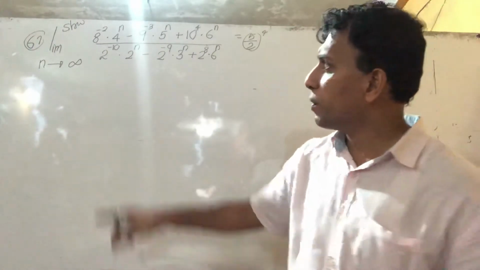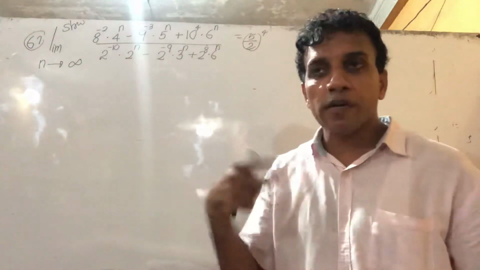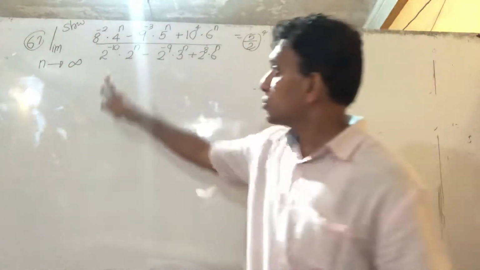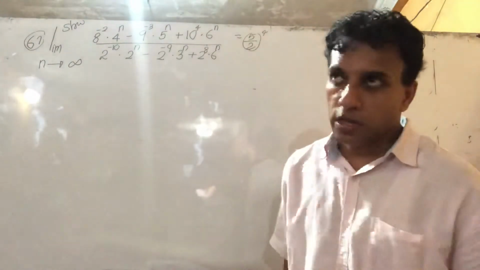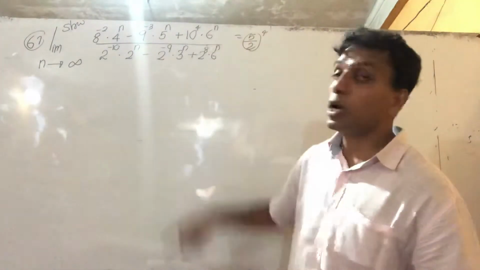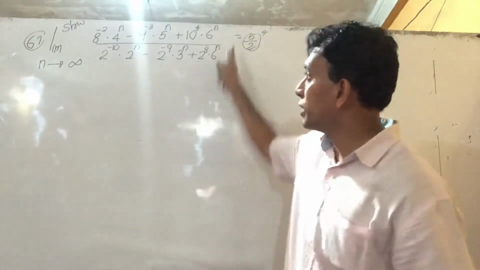What happens if you apply infinity directly? Any base to the power infinity is 0, right? So here it is 0, 0, 0, 0, all 0. That is a meaningless form, so we have to use another method. The highest power is 6 to the power n, so we divide the numerator and denominator by 6 to the power n.